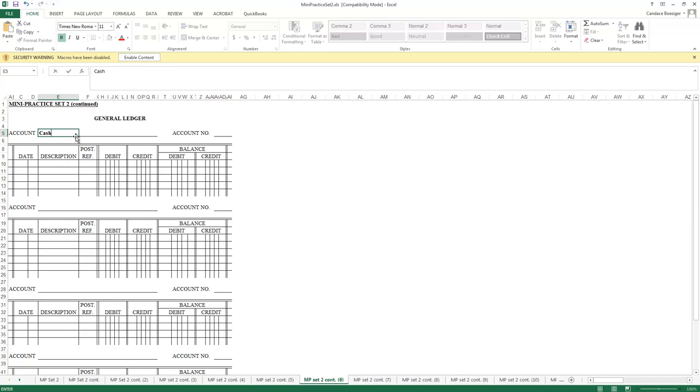So for instance, I'm going to do cash, and it has an account number of 101, and then I'm going to go down here and do accounts receivable, and that is 111. Okay, accounts receivable, and you just keep going and keep going. Now for the balances, if you'll turn to page 484, it has the balances. That should be October 1st.